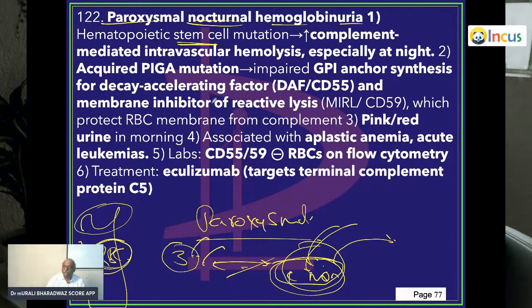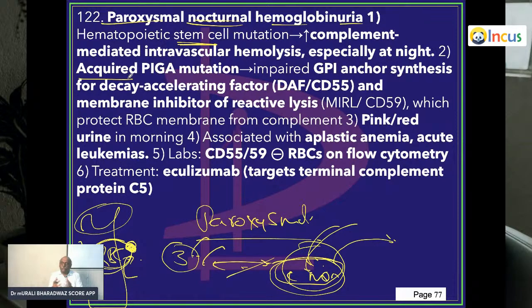What did it do? There is one protein in the RBC membrane. It produced it defectively. So that's the reason this is also called acquired stem cell disorder. The disorder is in the stem cell, but it is not congenital. It is not there from birth. Later that got acquired, right? It is an acquired stem cell disorder.